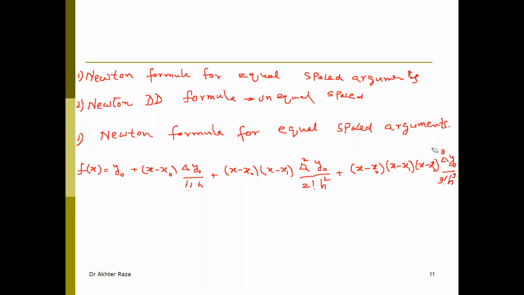In the same way, we have to proceed for the nth term, and the last term will be what? The last term will be (x minus x0)(x minus x1), and so on, (x minus xn-1), delta to the power n y0 divided by n factorial h to the power n. This formula is known as the Newton formula for equally spaced arguments.